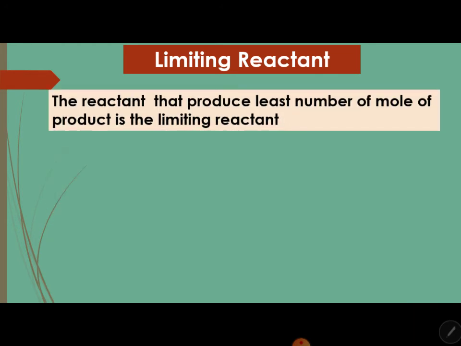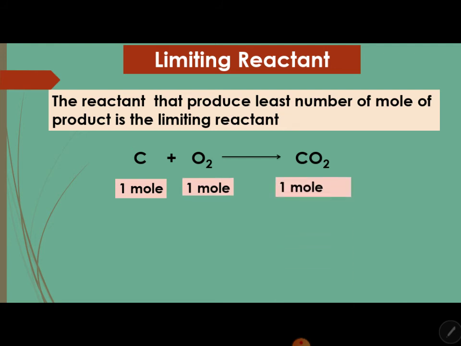Limiting reactant can be defined in another way. The reactant that produces the least number of moles of product is the limiting reactant. To explain this definition, let's take the example of this reaction. Carbon reacts with oxygen to give carbon dioxide. From this balanced chemical equation, you can see that 1 mole of carbon reacts with 1 mole of oxygen to give 1 mole of the product.